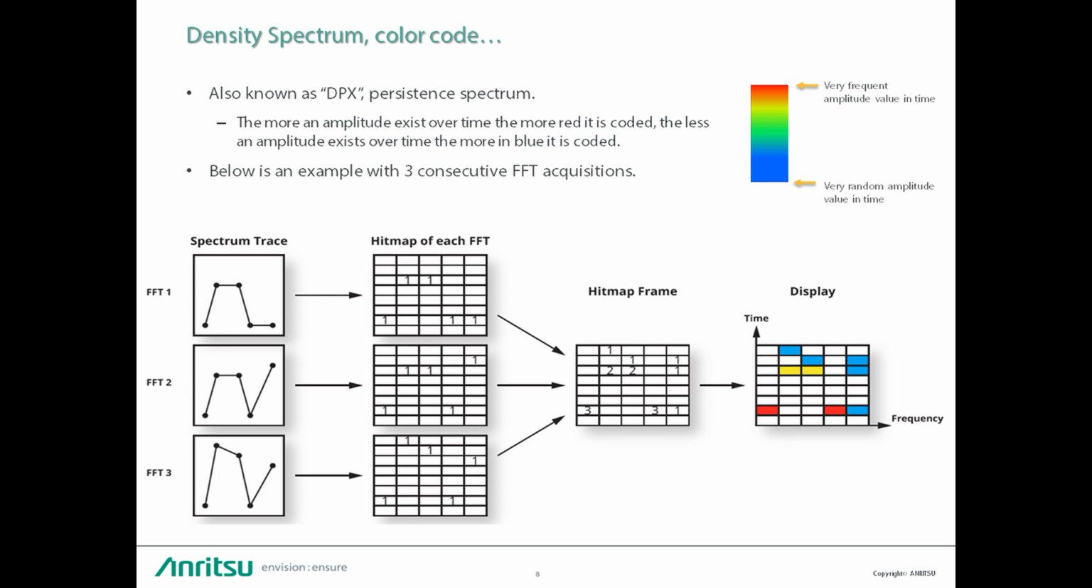So this allows us to make the difference between very present signals in time and transients. Elusive or transient signals would be color-coded in blue, as this means that they are not really present in time.